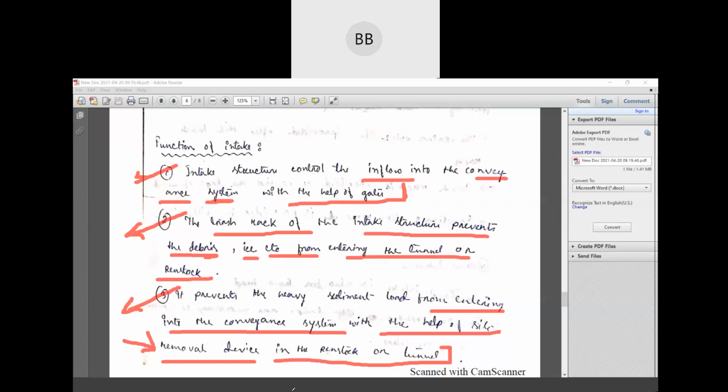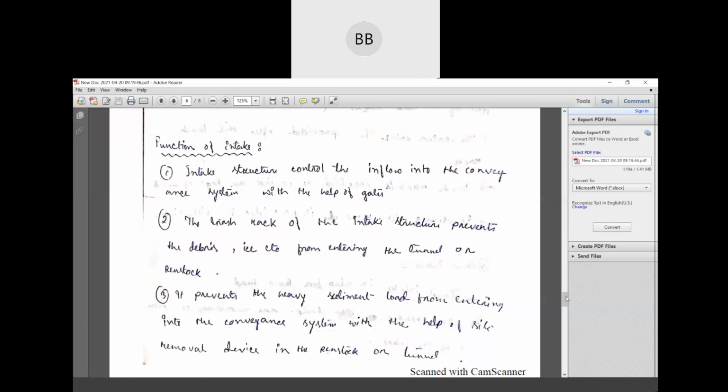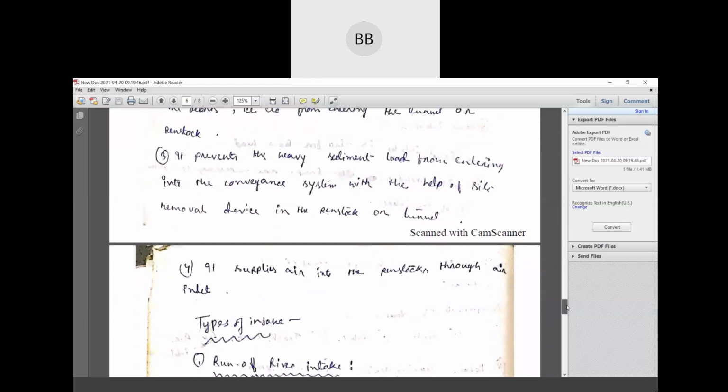We have four functions of intake. First one, control the inflow. Second one, to prevent debris and ice from entering using trash rack. Third one, to prevent heavy sediment load from entering into the tunnel with the help of silt removal device. And last one, number four, it supplies air into the penstock through air inlet.